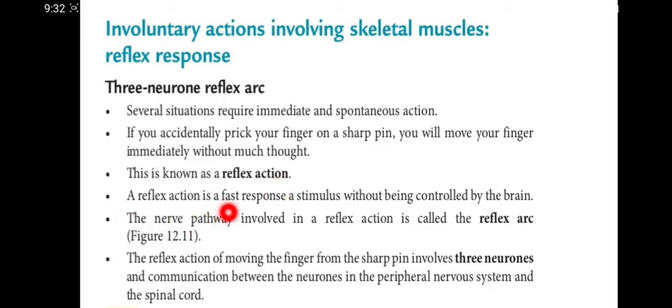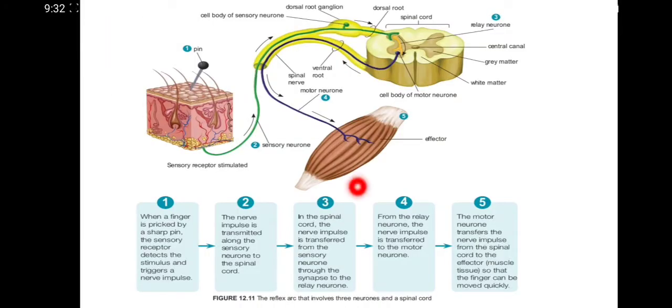A reflex action is a fast response to a stimulus without being controlled by the brain. The nerve pathway involved in a reflex action is called the reflex arc. The reflex action of moving the finger from a sharp pin involves 3 neurons and communication between the neurons in the peripheral nervous system and also the spinal cord. So this is the reflex arc that involves 3 neurons and a spinal cord.